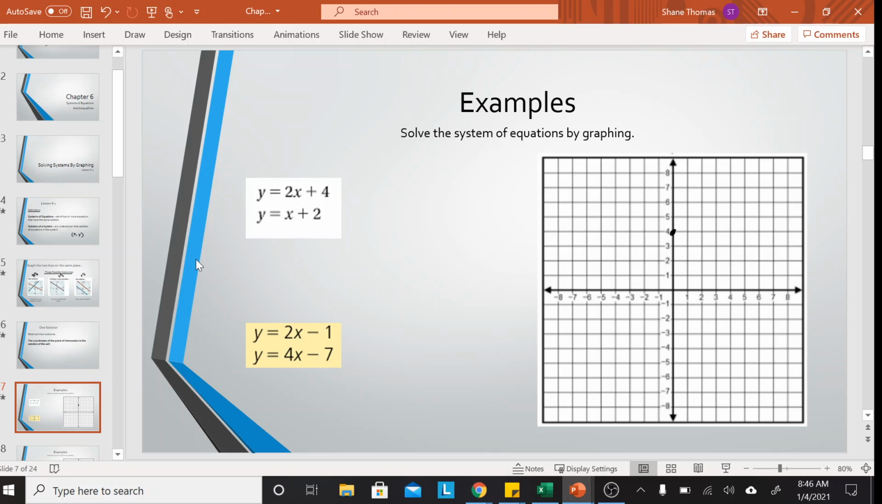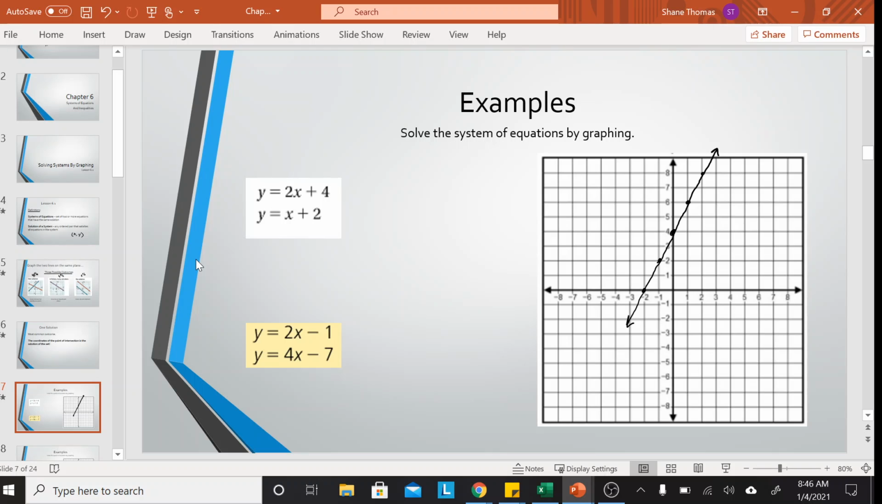So my y-intercept of 4, then my slope is going to be 2. Up 2 over 1. Now when I do this, I'm going to add a few more points on here on my same slope just to make it a little more accurate. All right, so there's my first line.